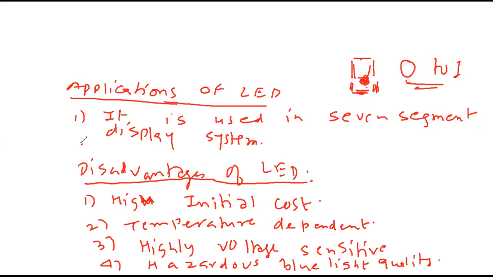Second, it is used in burglar alarm system because it emits infrared. That infrared is incident on a photocell. So it is used in burglar alarm system.